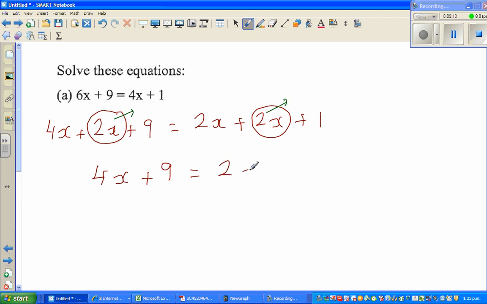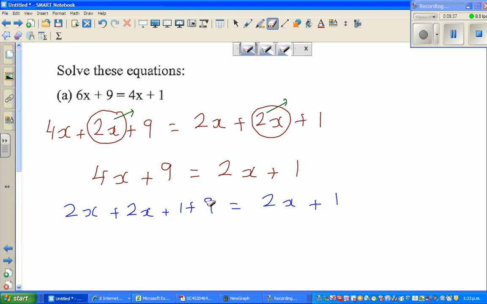Okay, so let me continue. I could have done it in a different way. Okay, I was carried away. I could have written this as 2x plus 2x plus 1 plus 8 is equal to 2x plus 1. So 4x I have written as 2x plus 2x, and 9 I have written as 1 plus 8. Here you can see teachers can also make silly mistakes.